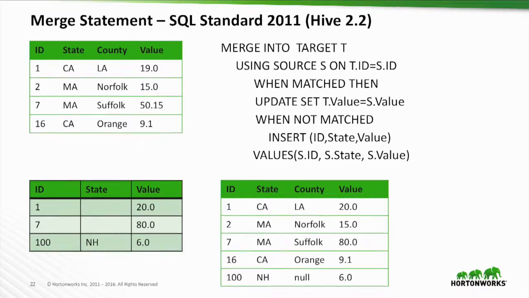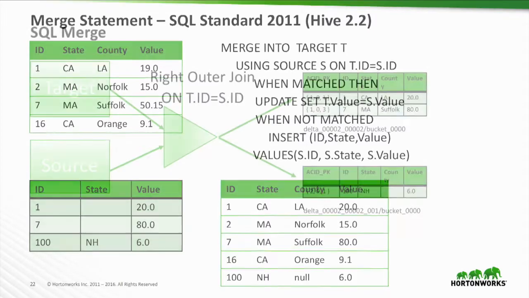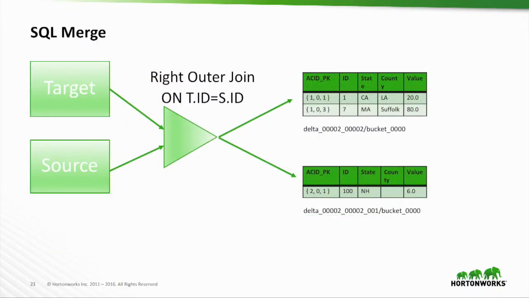So this is the same example of the merge statement. How does it actually work? Well, this on clause in the syntax of the statement may have given you a hint. So the way it actually works is the system runs this right outer join between the target table and the source being the preserved side.